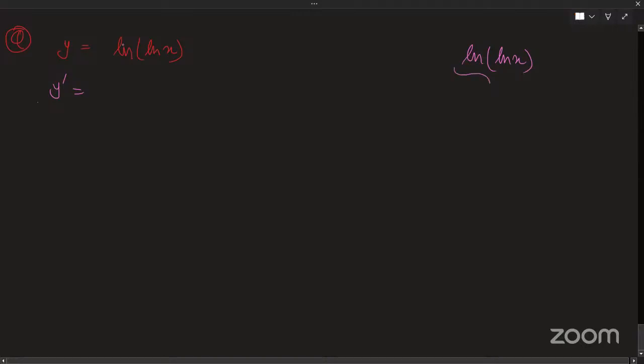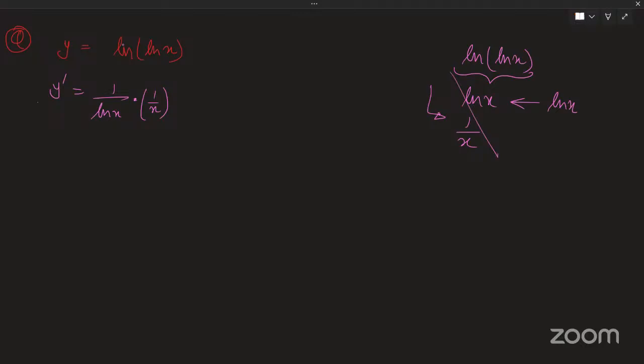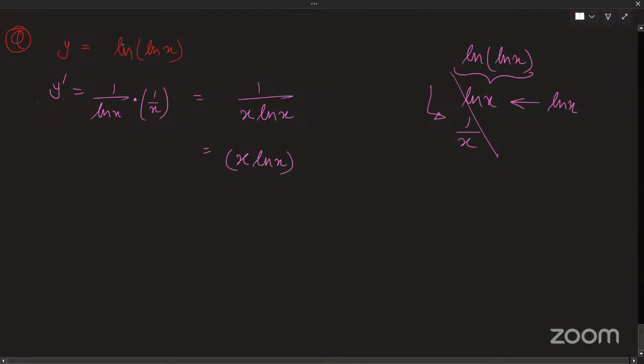So 1 by ln x into 1 by x. Great. Right? Because in this function, ln x has been inserted inside ln x. So if you approach from the outermost side, the first function that you get is ln x, so it should be 1 by ln x, the first term. And after that, once you complete this level, you move inside, you meet ln x. Derivative of ln x is again 1 by x. So yes, correct. So now you have got 1 by x into ln x, right? So this thing can also be written as x into ln x raised to minus 1, right?